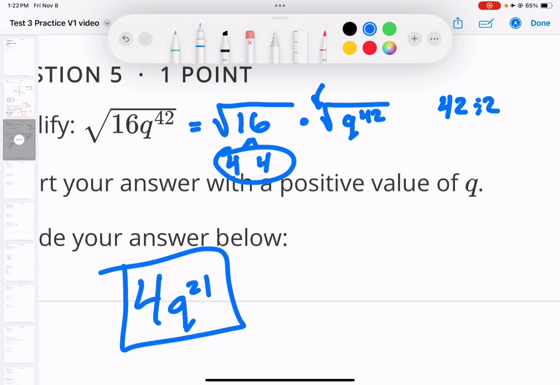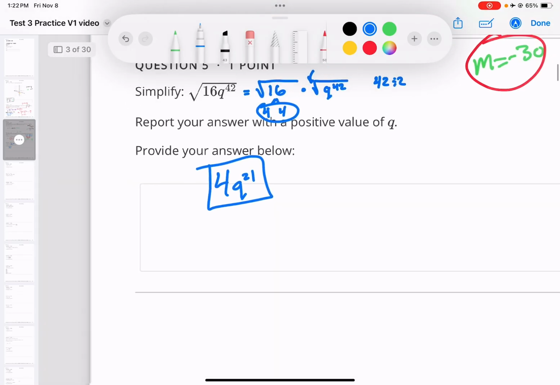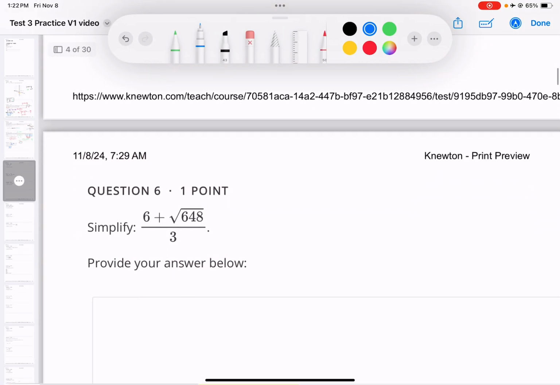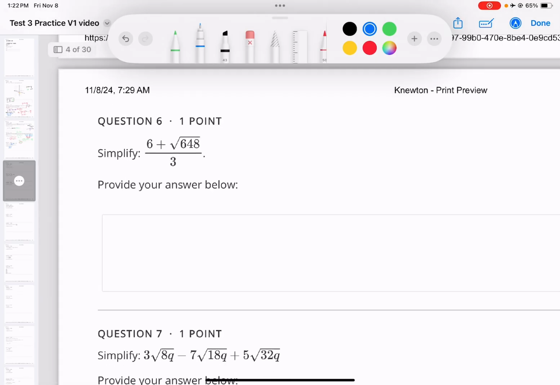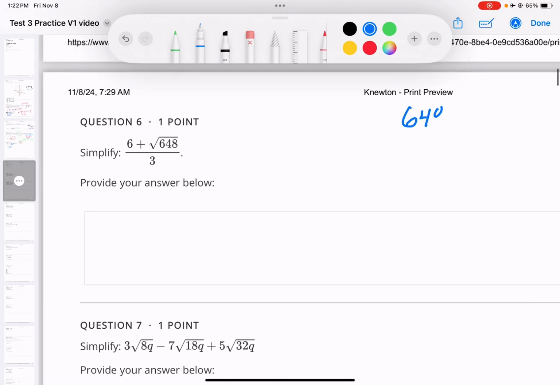Okay, let's move on to the next one. That's 5, so now we're going on to 6. So what it wants us to do is simplify. So we're going to take 648. I'm going to do this the long way. And I have my calculator with me, I know that 648 is an even number. So I'm just going to divide it by 2. That gives 324. That is also divisible by 2. So that gives 162. Divide that by 2.